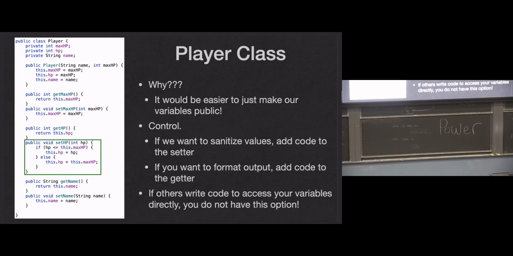So even if we don't want to do anything like data sanitation on a setter right away, like for example, max HP, we have no checks. Get name, we have no checks. Even if we don't want to do them right away, we leave ourselves the option to add validation and formatting on the getters later on. So for example, say we have something that's storing a timestamp, in whatever format, and we want to change that format.